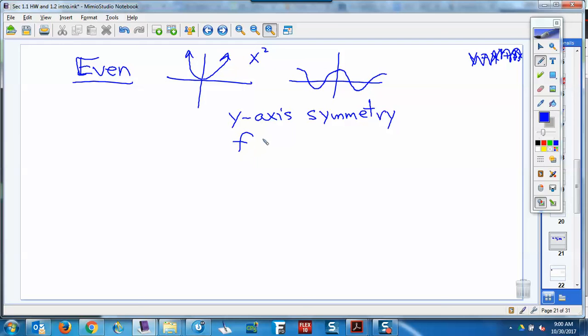Y-axis symmetry, here's the more mathematical way to write it. Remember f of x means outputs, so when you put in opposite x's, opposite inputs, you get out equal outputs, okay? For example, you put in 2 and get 4, put in -2 and get 4. You get the equal outputs. That's the symmetry. A lot of times we say opposites in, opposites out. Excuse me, not opposites out, same out. Opposites in, same out. Okay, opposite inputs, same outputs. That's an even function.